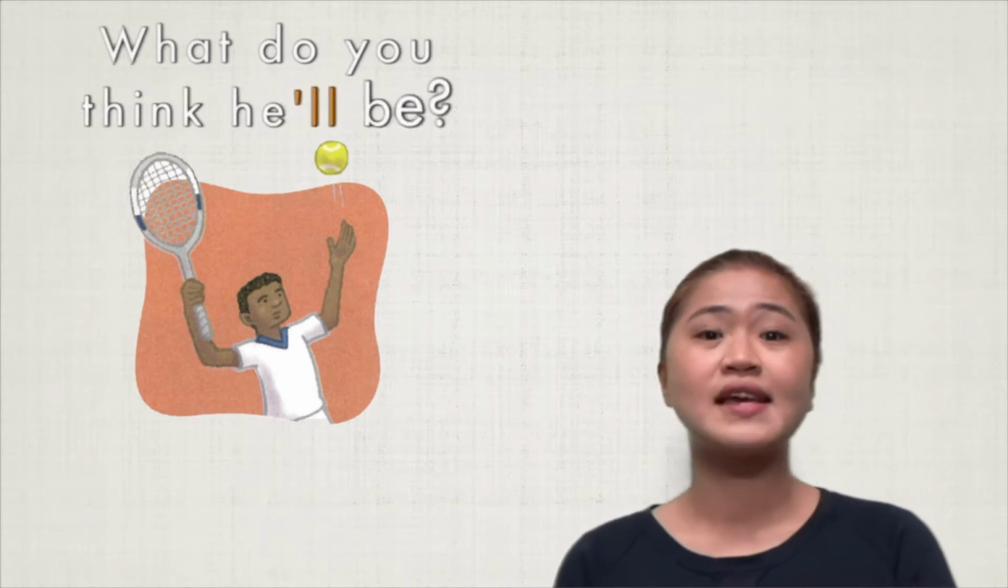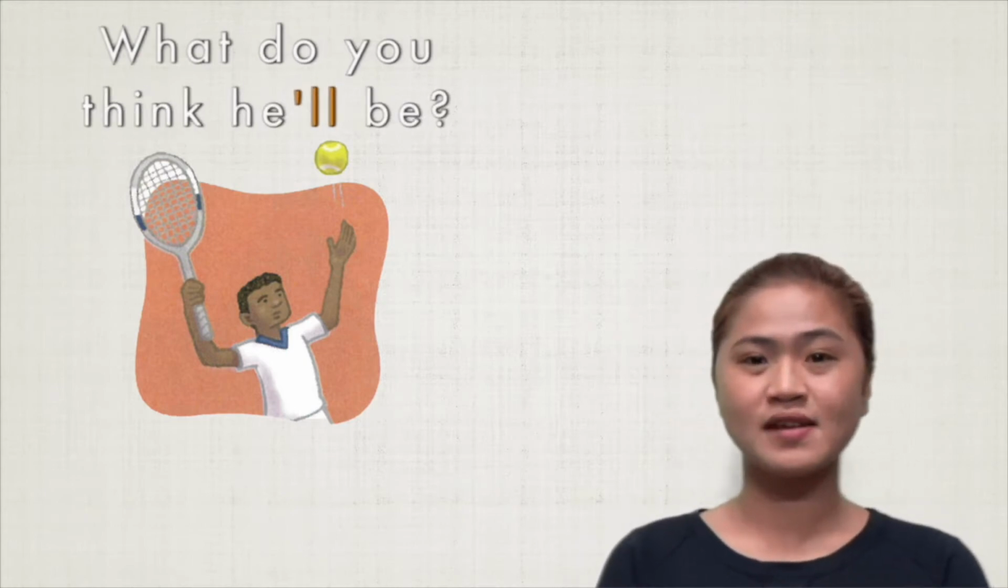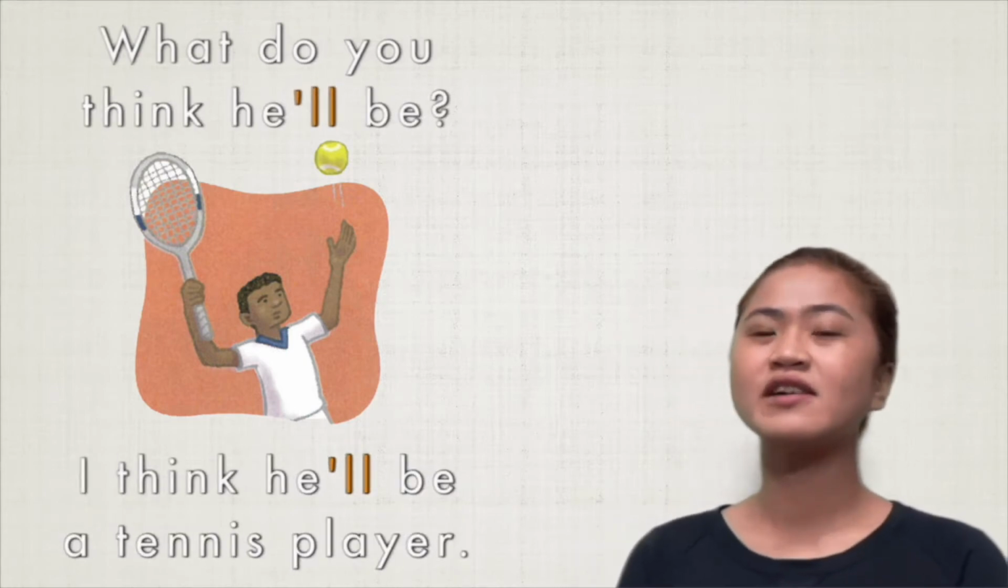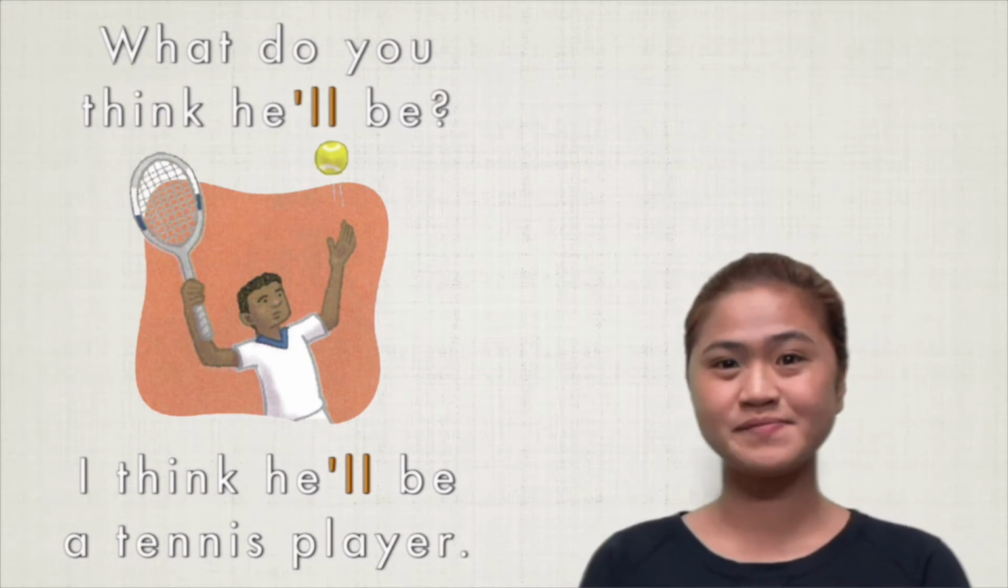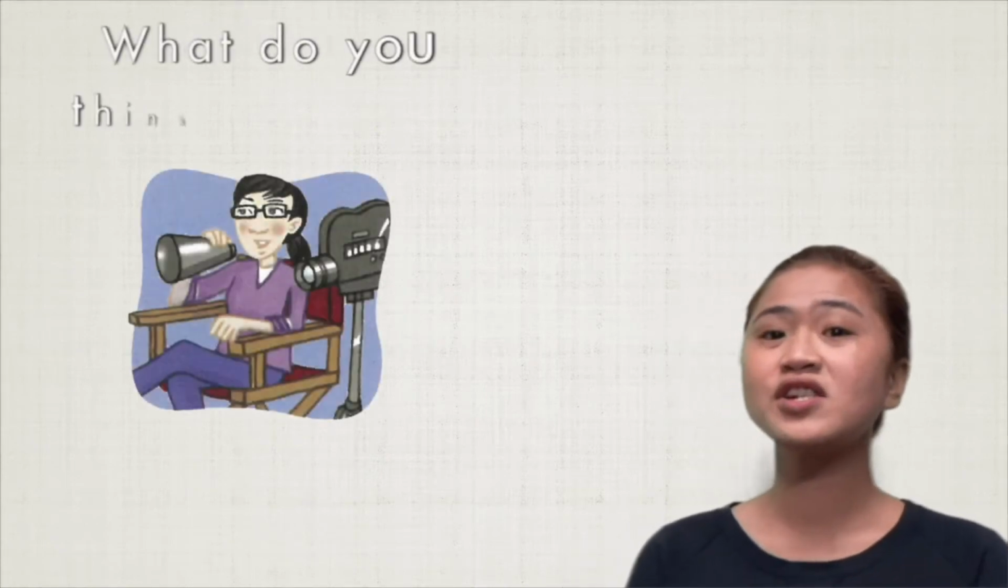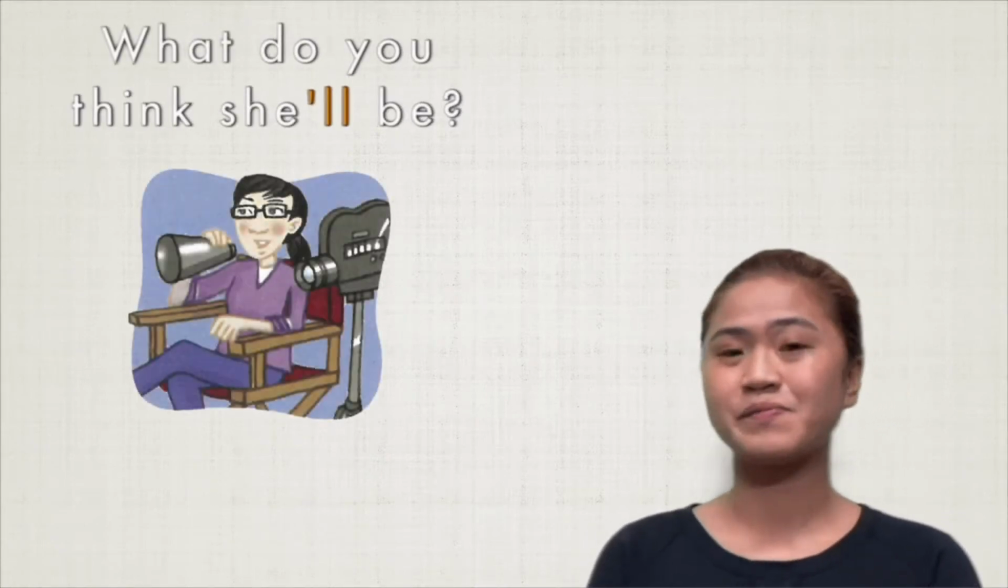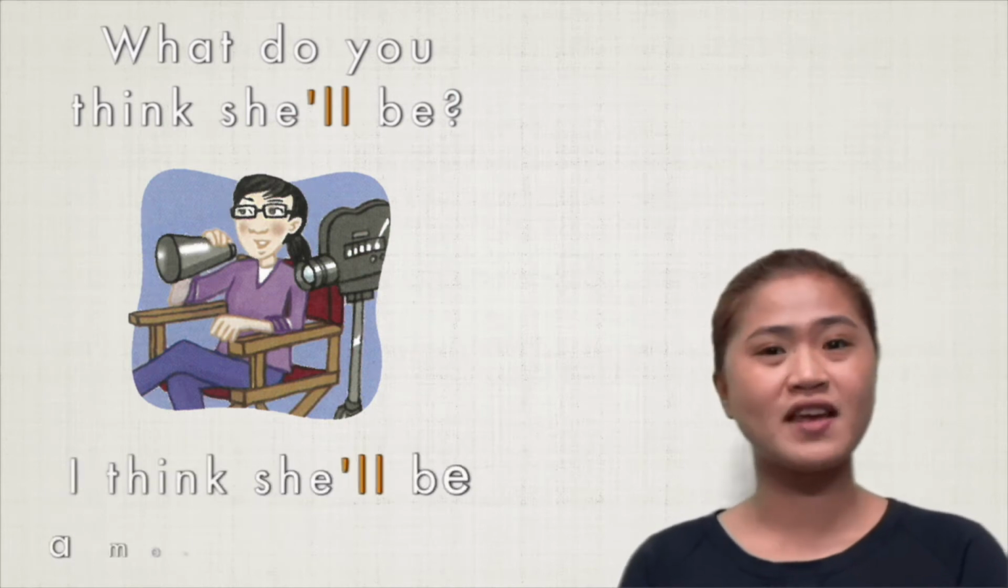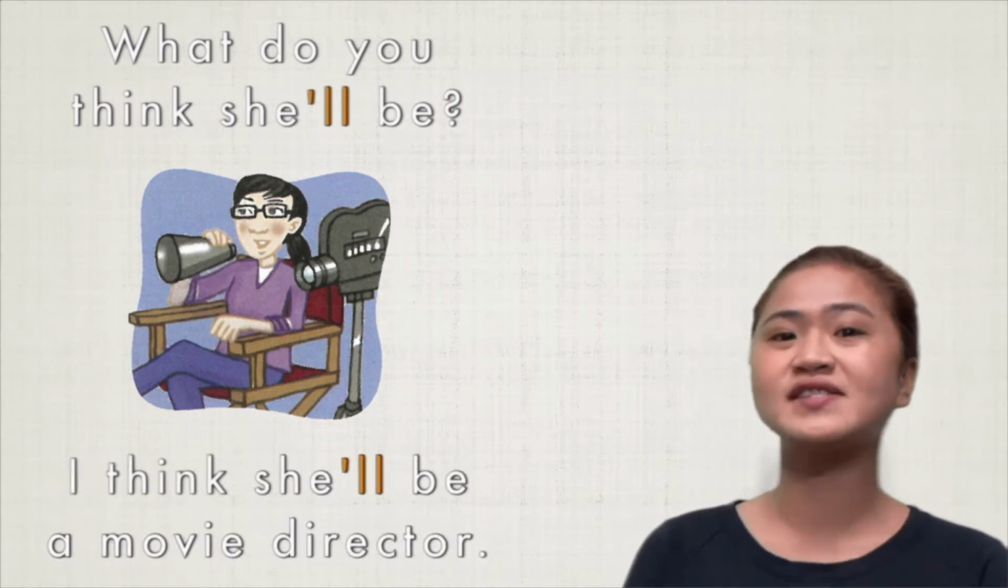Okay, now let's look at this picture. What do you think he'll be? I think he'll be a tennis player. Nice, okay. Now let's try one more example. What do you think she'll be? I think she'll be a movie director.